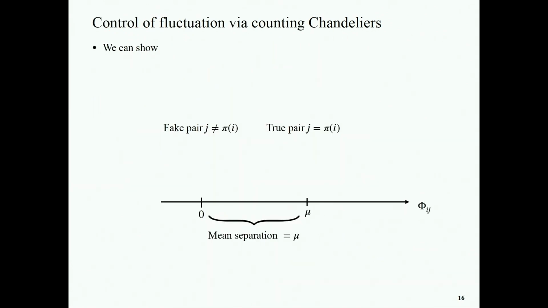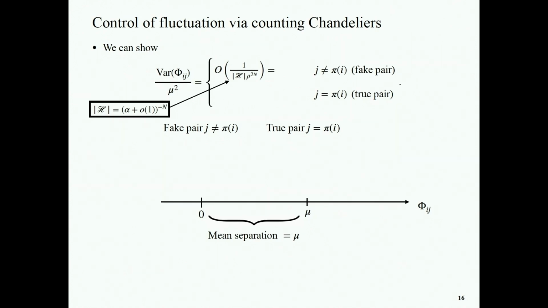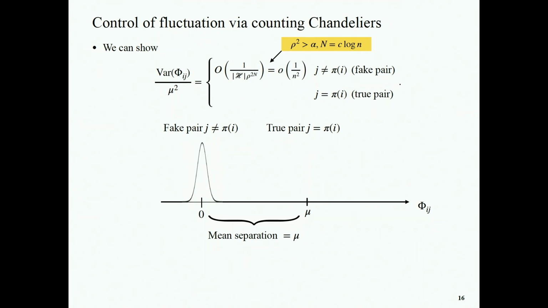Then the following calculation holds. So the variance divided by mu squared, when i and j are fake pairs, will be on the order of 1 divided by the cardinality of this family, times a quantity that depends on rho and the size of the tree. You can show that if the correlation is larger than the square root of Otter's constant, and the size of the tree, like the chandelier, is logarithmic with respect to the graph size of A and B, then this ratio will be little o of 1 divided by n squared. That's why we have this high concentration around 0 for fake pairs. And for true pairs, you can show that this ratio is on the order of L, the number of branches in my chandelier. So if this condition is satisfied, then we have little o of 1 for true pairs. Then we have this concentration around mu when i and j are the true correspondence.